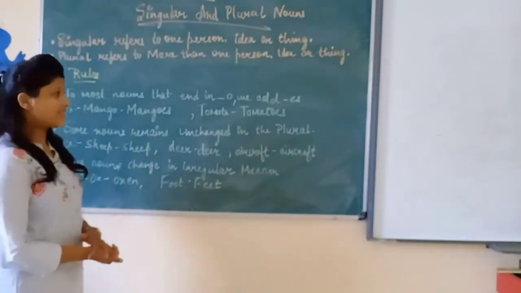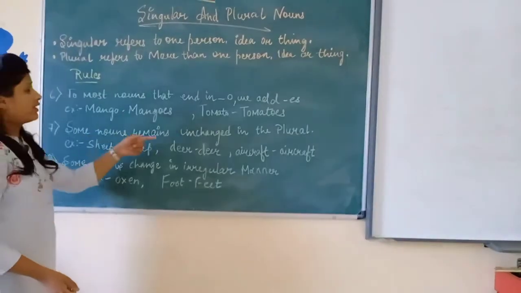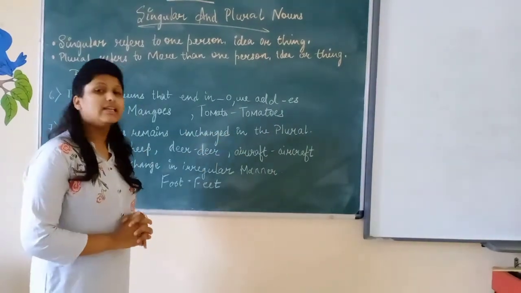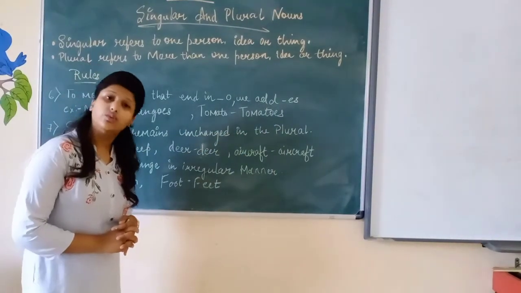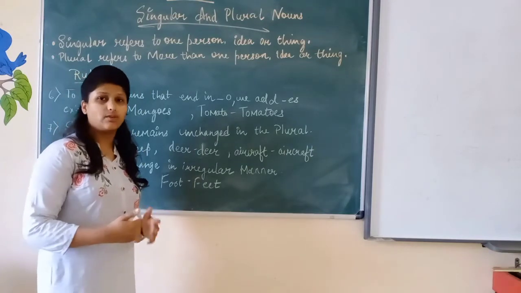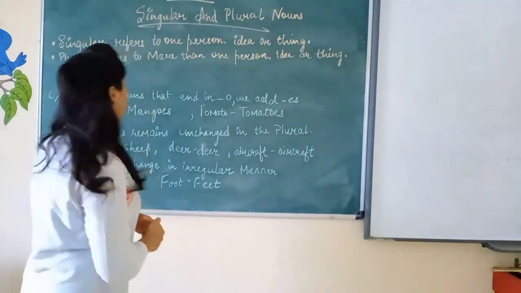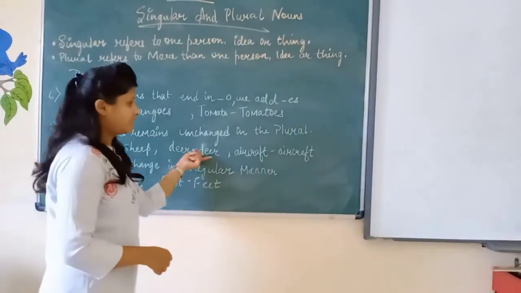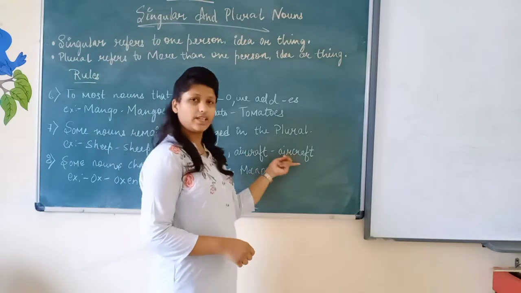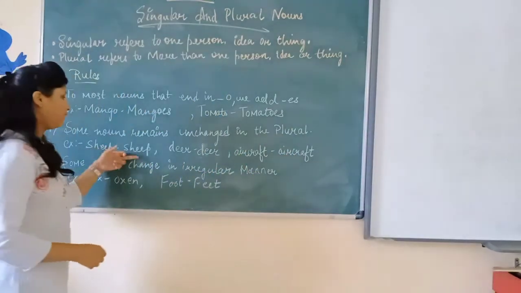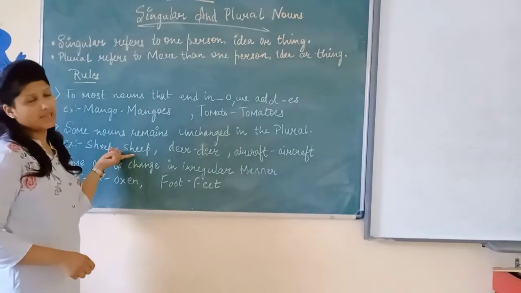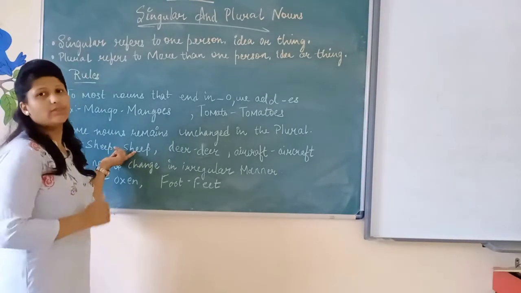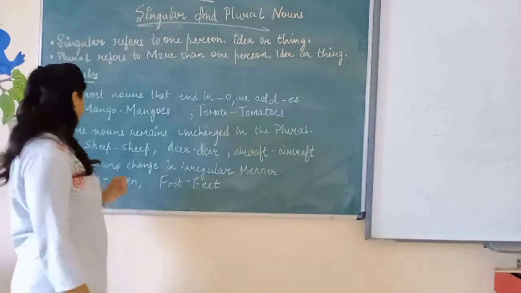Now, the seventh rule says that some nouns remain unchanged in the plural form. It means some nouns have no change when they change from singular to plural noun. For example, sheep, sheep, deer, deer, aircraft, aircraft. That means in both forms, the word will be the same. We are not going to add anything in these words and not going to remove anything from these words.